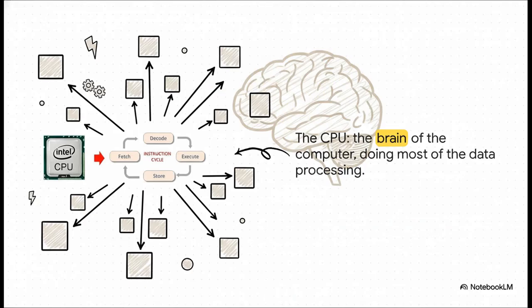And there it is. Looks kind of simple, right? Just a small square. But don't let that fool you. This little thing is the absolute command center of your entire computer. Every single thing your computer does, from opening a file to playing a game, has to pass through this chip. It's the engine that makes the whole car go.